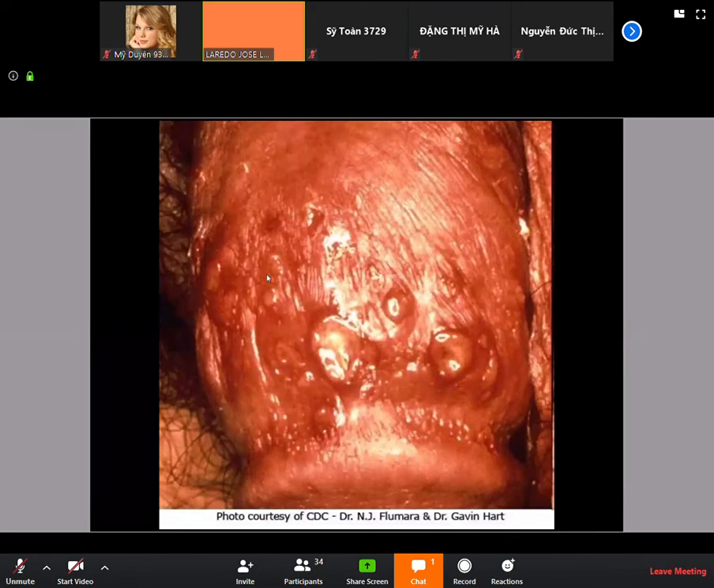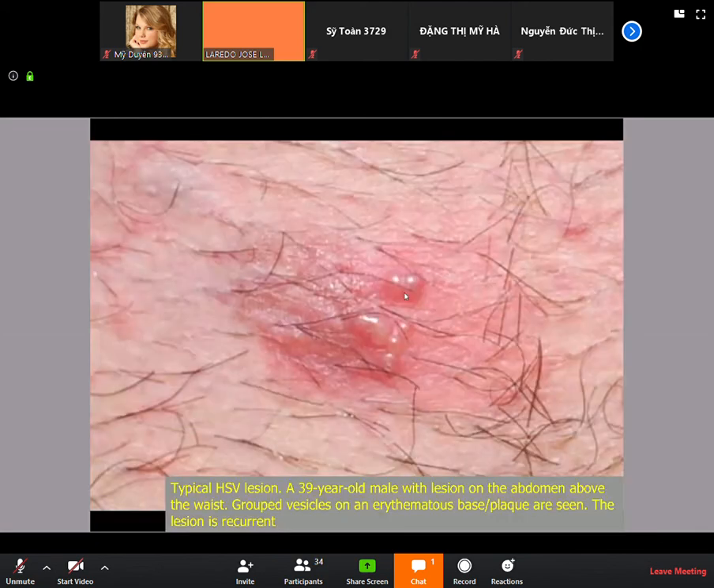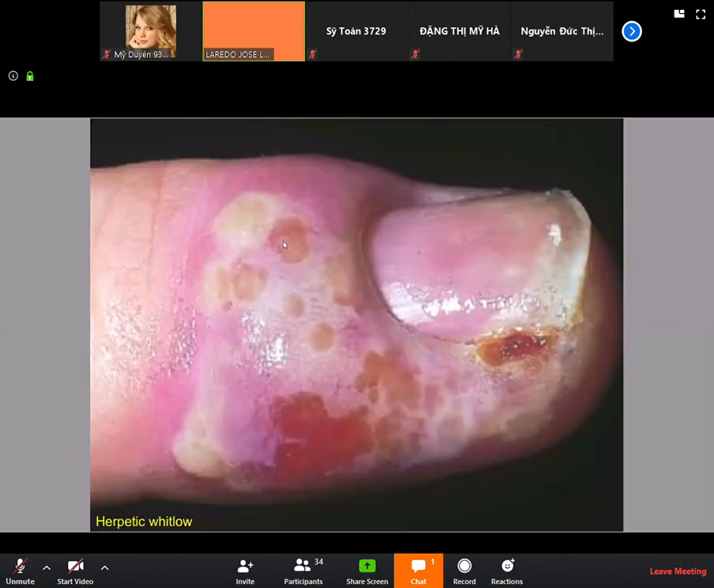This is herpes simplex type 2. This is the primary disease in the genitals, painful, transmitted by sexual contact. This is in the skin of the chest, because it may appear in other places, not only the mouth. For example, in the fingers, but this is not so common.